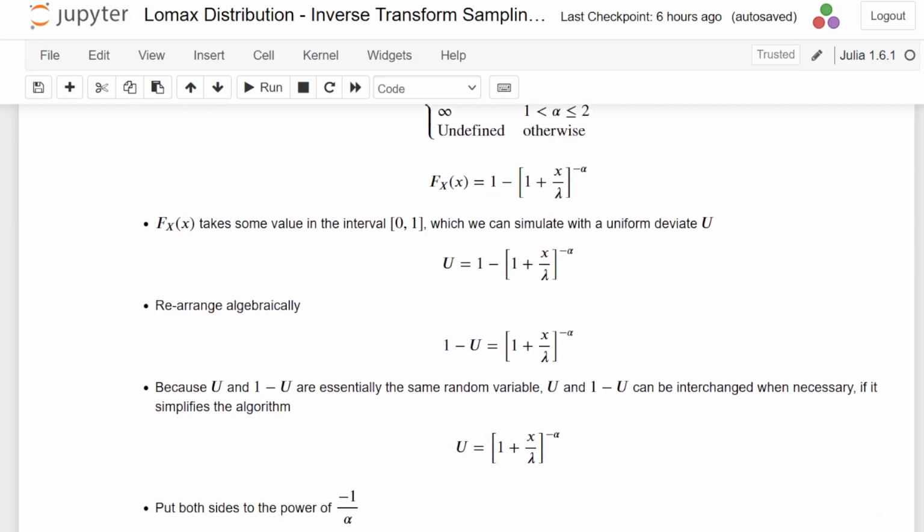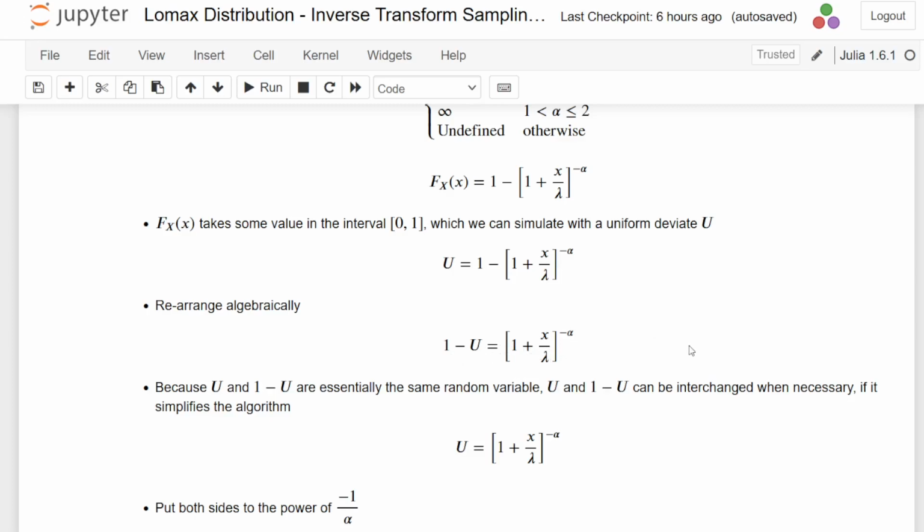Now, what we're going to do is start off with the cumulative distribution function. The CDF, F of x, takes some value in the interval 0 to 1. So we can simulate that with a uniform deviate u, a number drawn from the uniform distribution. We let that equal the CDF, which in turn is equal to 1 minus (1 plus x over lambda) to the power of minus alpha. If we rearrange that algebraically, we get 1 minus u equals (1 plus x over lambda) to the power of minus alpha.